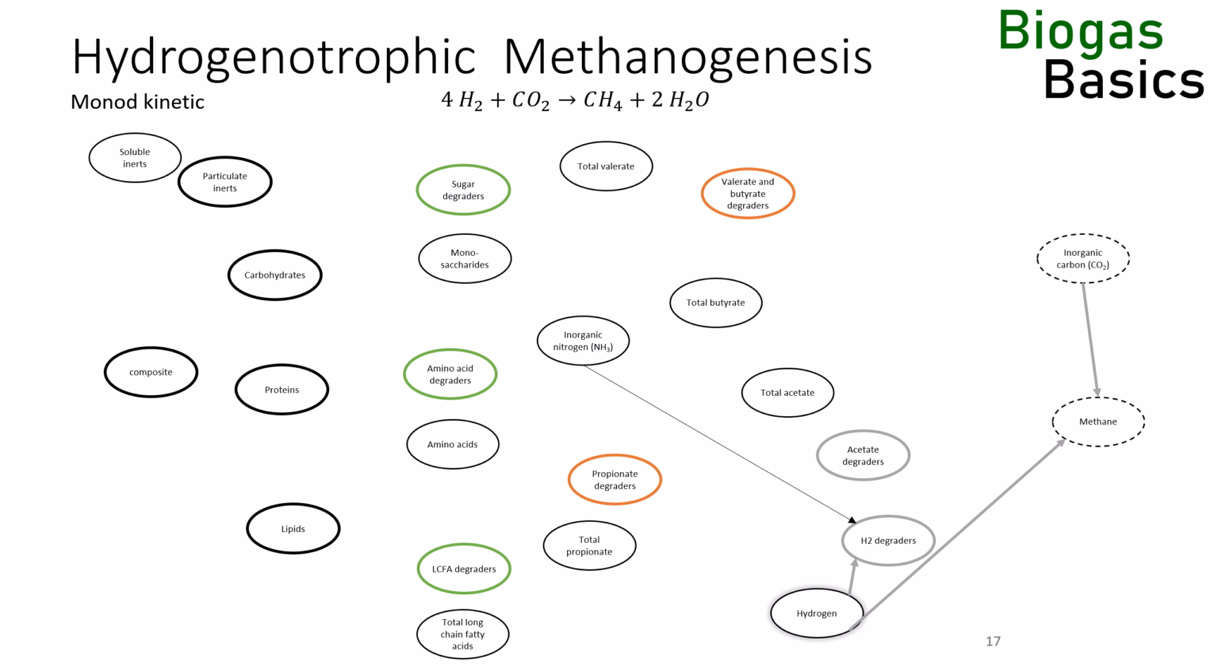The hydrogenotrophic methanogenesis is the reaction of hydrogen and CO2 to methane and water. This reaction is the major hydrogen sink in the AD process and thermodynamically limited by low hydrogen partial pressures. In the ADM1, the reaction is modeled as a Monod kinetic with a limitation term for inorganic nitrogen and an inhibition term for pH, but no inhibition term for ammonia.